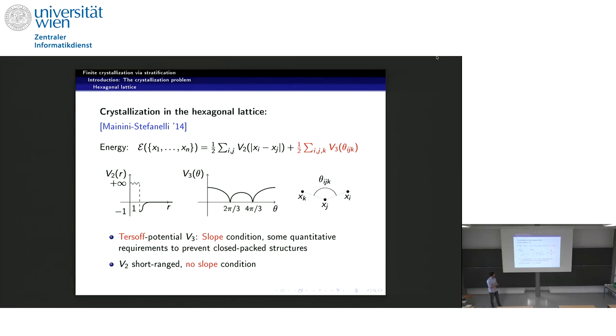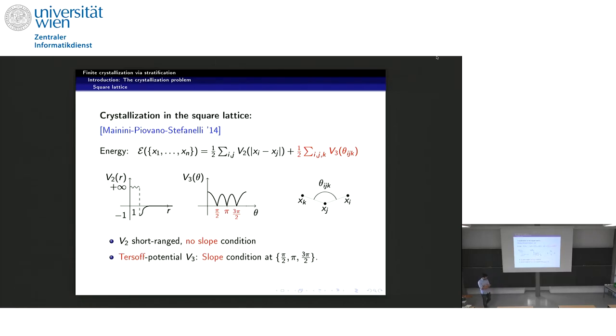Okay. Then you can think of what else you could do in the two-dimensional case. Of course, you can also take the square lattice, and you can get that by taking a slightly different setup. This is now due to Mainini, Piovano, and Stefanelli. And you see the difference is that I just changed the minimizers of the Kirchhoff potential here. It's minimized at multiples of pi over 2, and then you can expect the square lattice to be optimal.